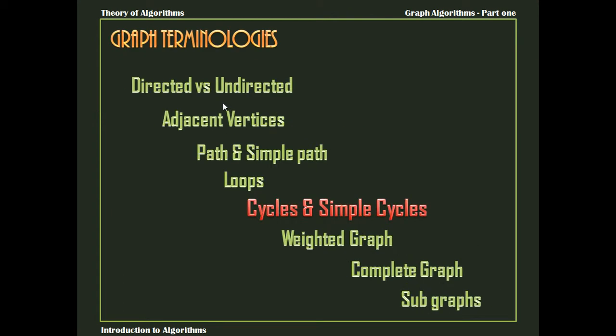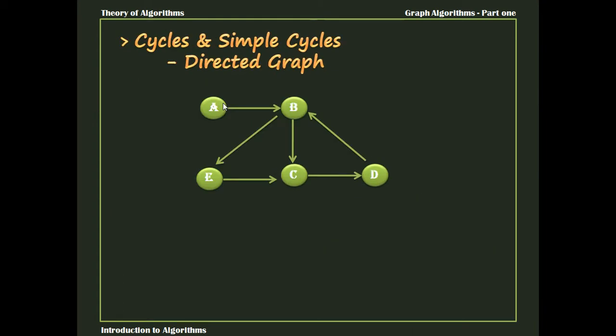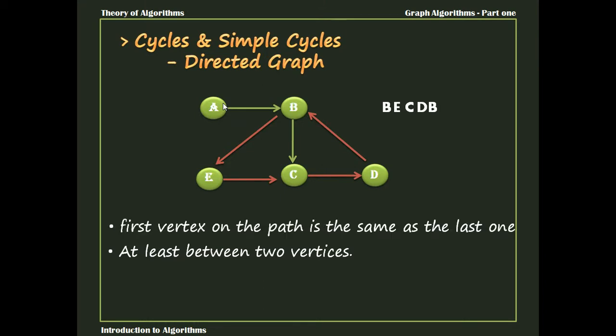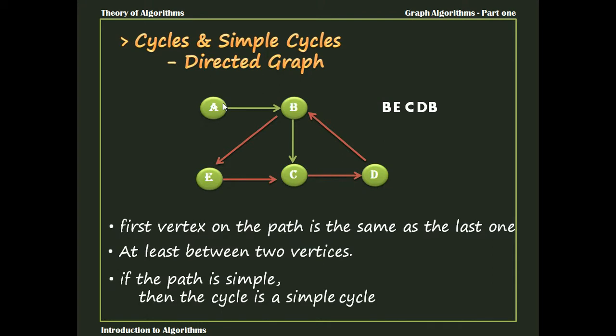Moving on to cycles and simple cycles. A cycle is a closed path. It ends where it started. Let's look at the following example: B, E, C, D, B. This is a cycle in a digraph. It must be at least between two nodes. The first node must be the same as the last one. If the path is simple, then so is the cycle.